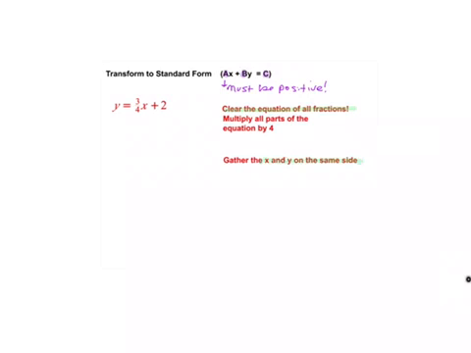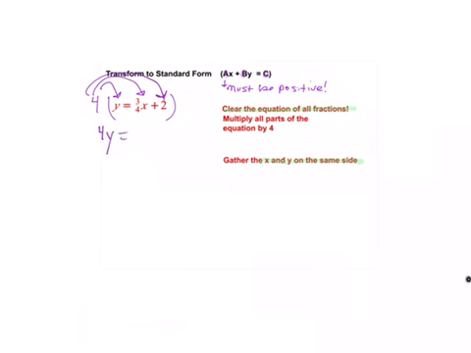So let's take a look back and see what we remember about how we clear the equation of fractions. So I need to get rid of that denominator of 4. What we're going to do is wrap the entire equation and distribute the whole thing by our least common denominator. What that means is we multiply every single term by that 4.